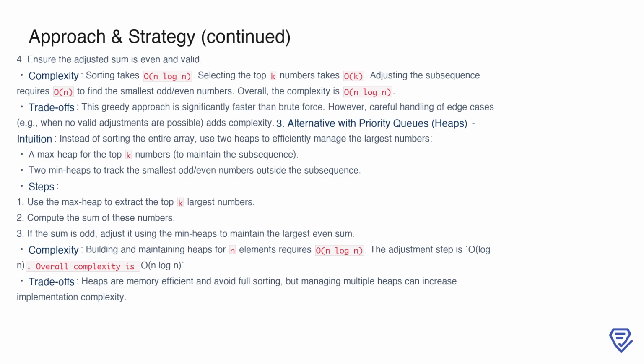Another alternative involves using heaps, which can streamline the process of managing the largest and smallest numbers. By maintaining a max heap for the top k numbers and min heaps for odd and even numbers outside the subsequence, we can adjust the sum more efficiently. This approach avoids the need to sort the entire array but introduces additional complexity in managing multiple data structures.